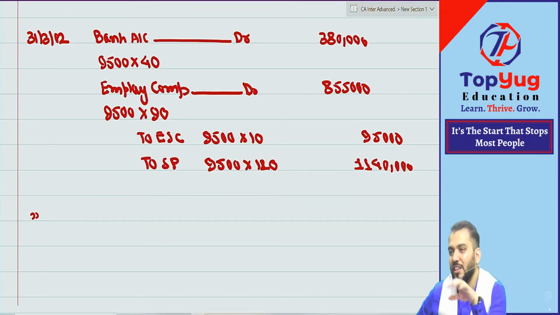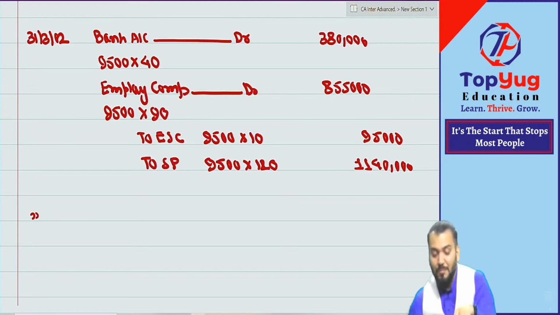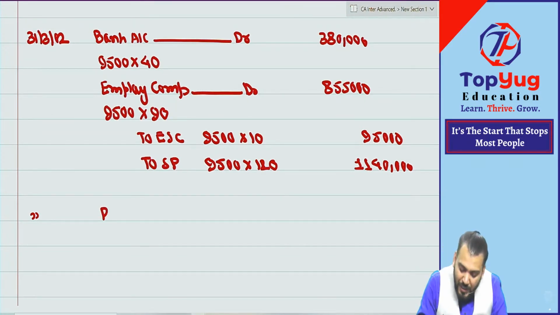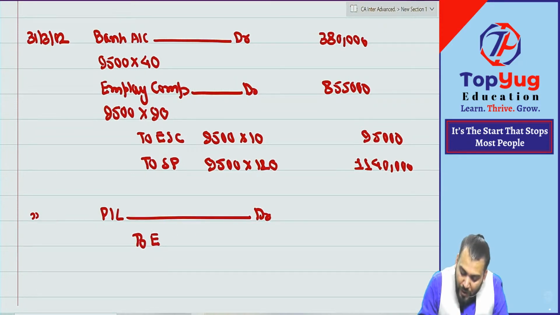5 marks question. Question cannot be easier than this. One more entry, PL account entry. But will you pass any journal entry for vested option cancelled? No. In this question there is no need to pass, because you have recognized expense only for 9,500. Students may make a mistake only at this point. Understand what mistake they can make? Correct. So the second journal entry will be PL account debit to employee compensation account 8,55,000.